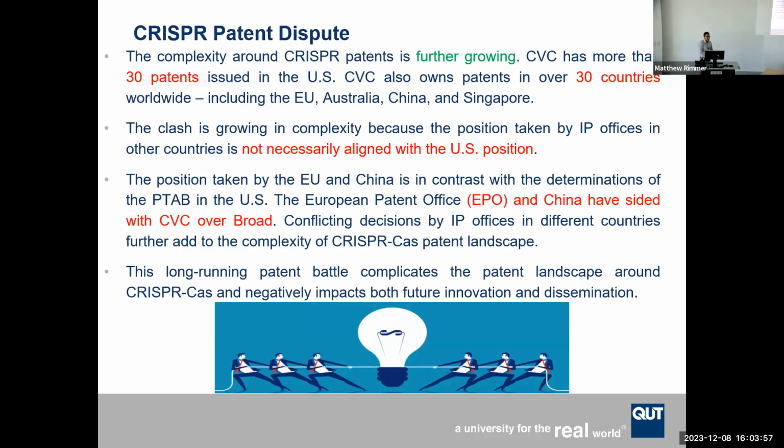with the US position. Here we need to understand that patents are granted at the national level. We do not have any universal or global patents. The patents are granted by national patent offices, and there can be differences in their conclusions and findings. So this happened in the case of CRISPR-Cas because the position taken by the US was not necessarily taken by other jurisdictions, and it added to the complexity of the patent landscape in relation to CRISPR-Cas.